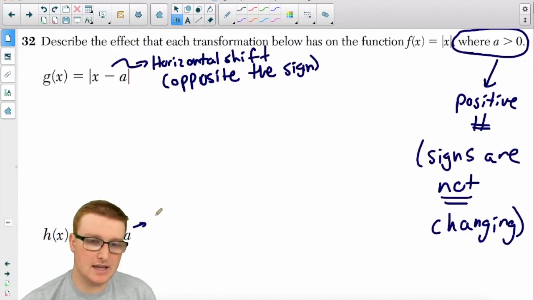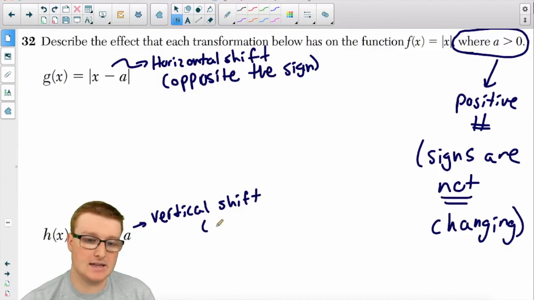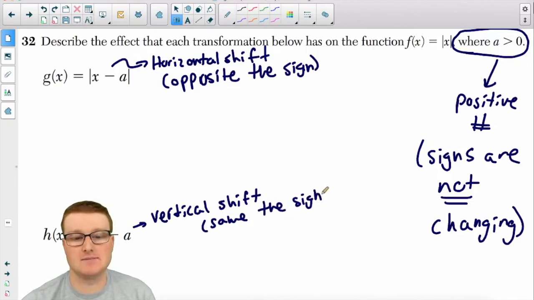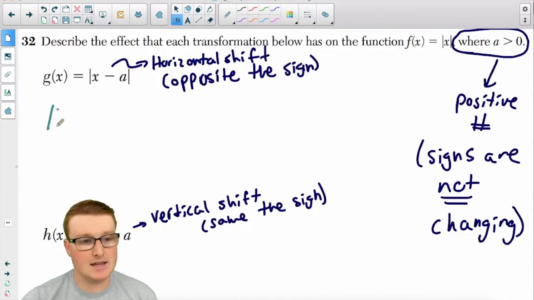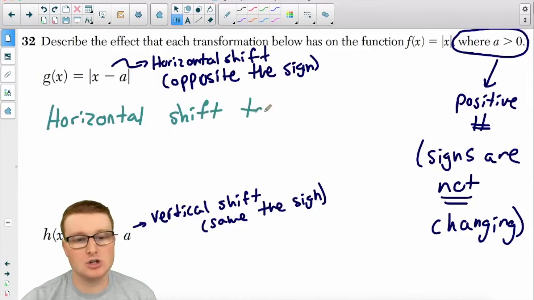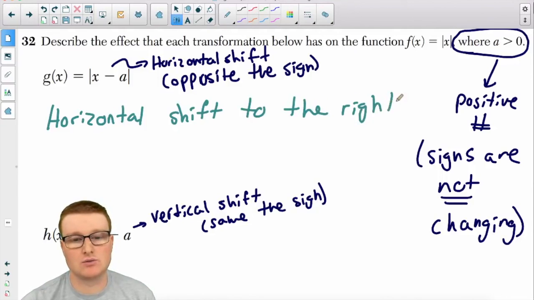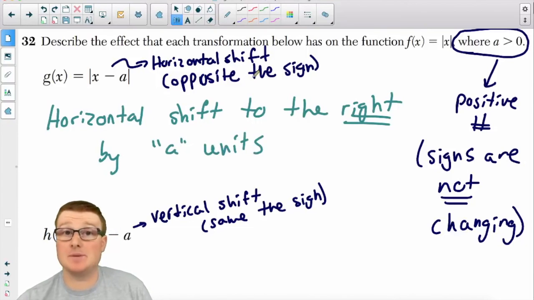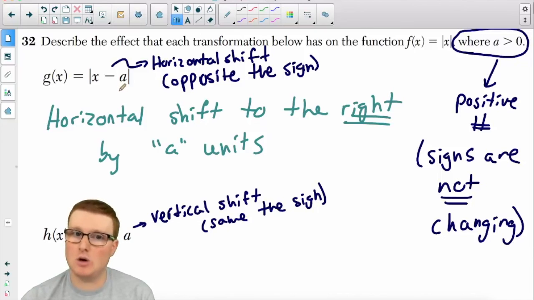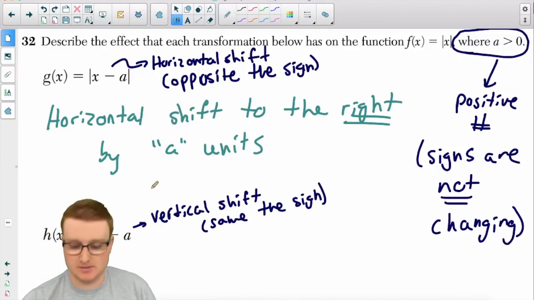Okay? This A is on the outside of the vertical bars. This is a vertical shift. And it is the same as the sign, or the same direction as the sign. Okay? So in order to explain it, all you got to do is you say it is a horizontal shift to the right by a units. Because it's opposite the sign. You would think it would be going to the left because it was negative. No, it's going to the right by a units.